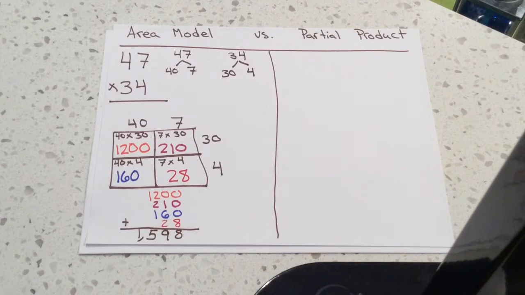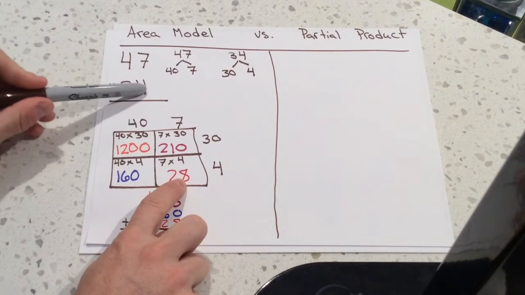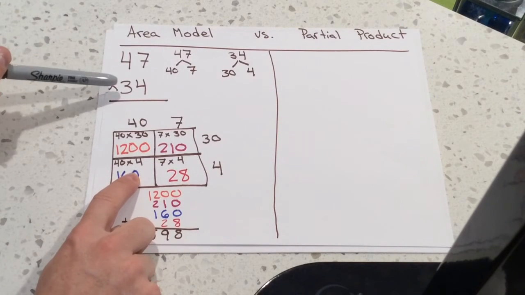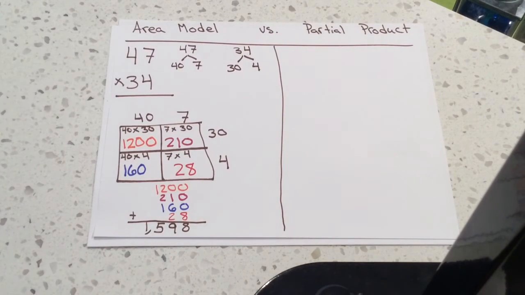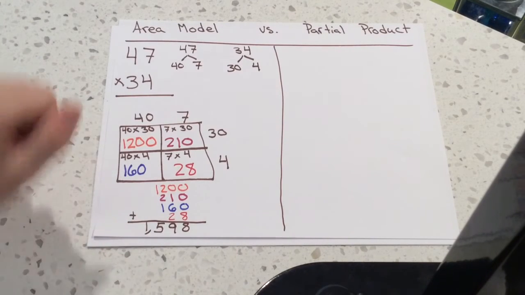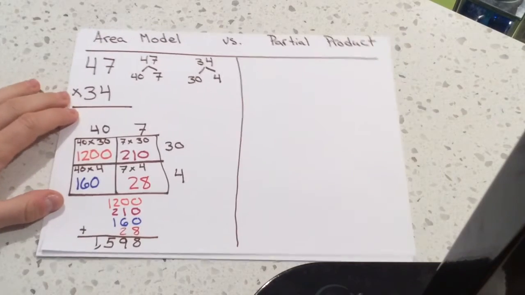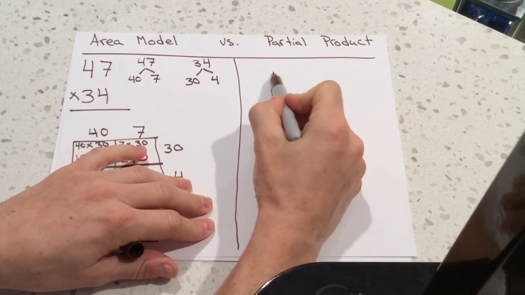And if we take a moment just to look back up at this equation that we started with, parents, if you're thinking about the old school way or the standard algorithm that we were taught, we have 4 times 7, 4 times 40 over here. We have 30 times 7 over here, and we have 30 times 40. So now I'm going to demonstrate what this looks like in the partial product method, and we'll be able to see some comparisons or some similarities as we progress. So I'm going to start by rewriting the equation.